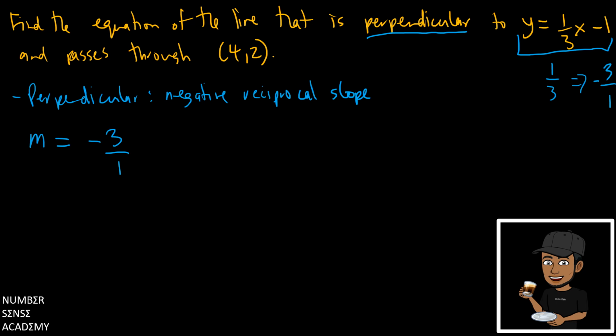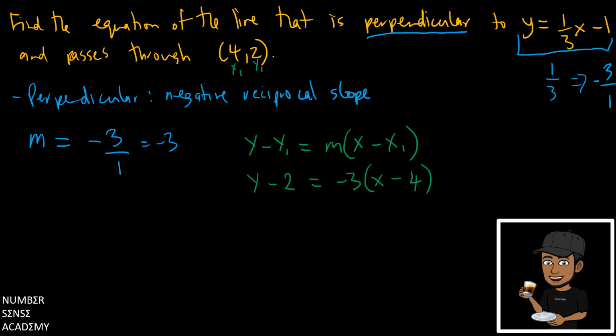All right, so I have that, and we could write that as -3. And then now I have a point. So again, because I have a point, I'm going to resort to my point slope form. So I have y minus y1 equals m times x minus x1. So y1, x1. So y minus 2 is equal to -3 times x minus 4.